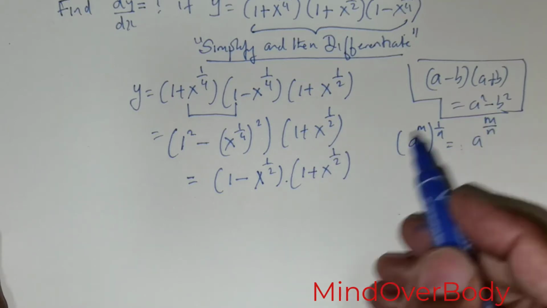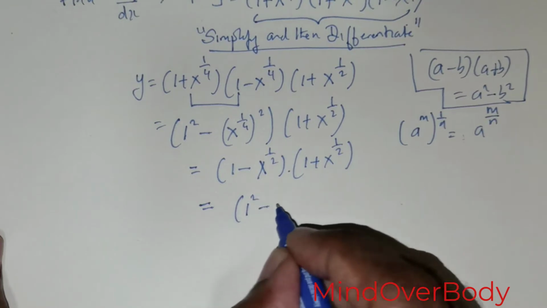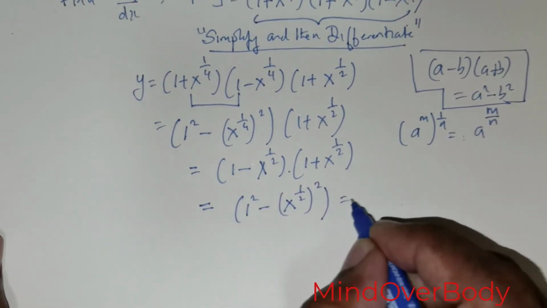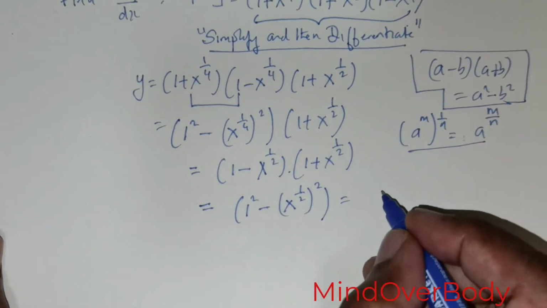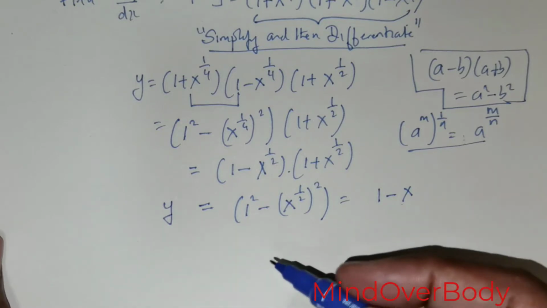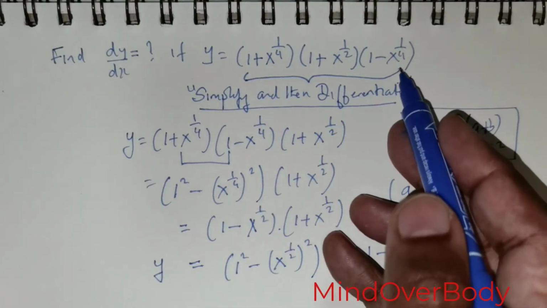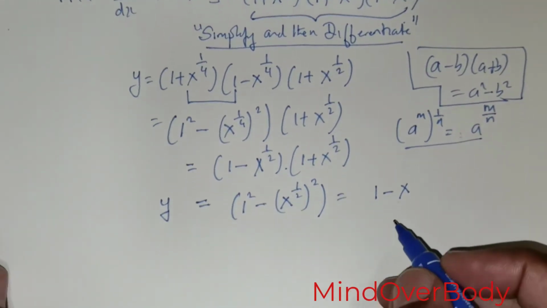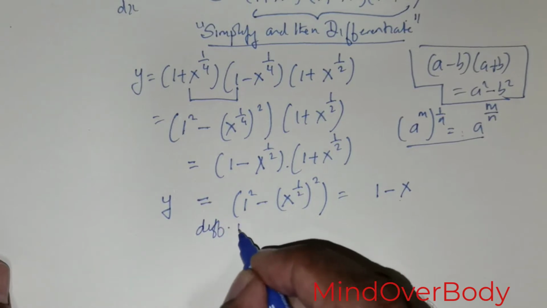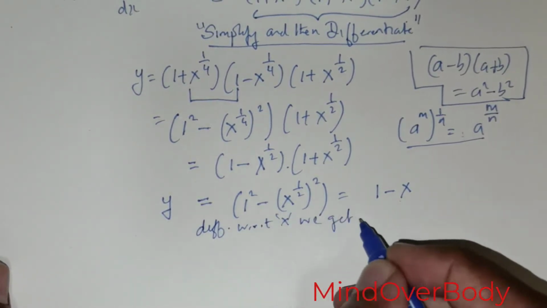Using the same formula, this is going to be rewritten as 1² - (x^(1/2))². Using the same law of indices, this is going to be 1 - x. What is there on the left hand side? y. So you can clearly see the problem which was given in this complicated fashion is now reduced to y = 1 - x.